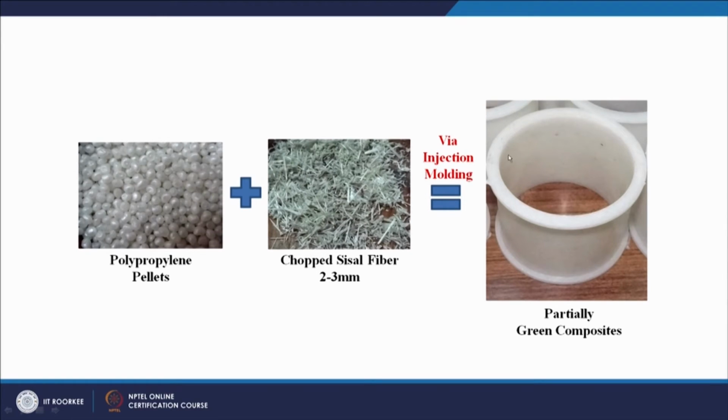This will be exactly the product that we want to make, which is a partially green composite, because polypropylene is a non-biodegradable polymer, but the fiber that we are using is a natural fiber. So when we combine these two in the hopper, we can get a final product of this form. This particular product will be made because of the shape of the mold.